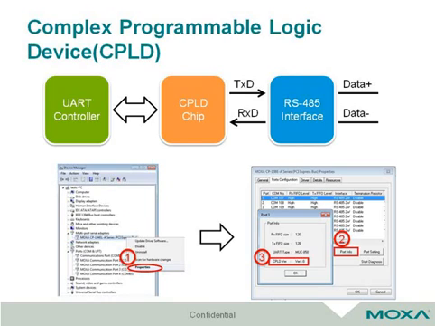Before introducing the two new functions, you might have a question: how do we achieve it? Actually, we use a complex programmable logic device, and we call it CPLD for short. In order to comprehend easily, please focus on the figure. CPLD is a chip. We add it between the UART controller and the RS-485 transceiver. When we use the new functions, the UART controller will ask the CPLD to do what we expect. Then, the CPLD will either send a command to control the transceiver or receive a signal from the transceiver.